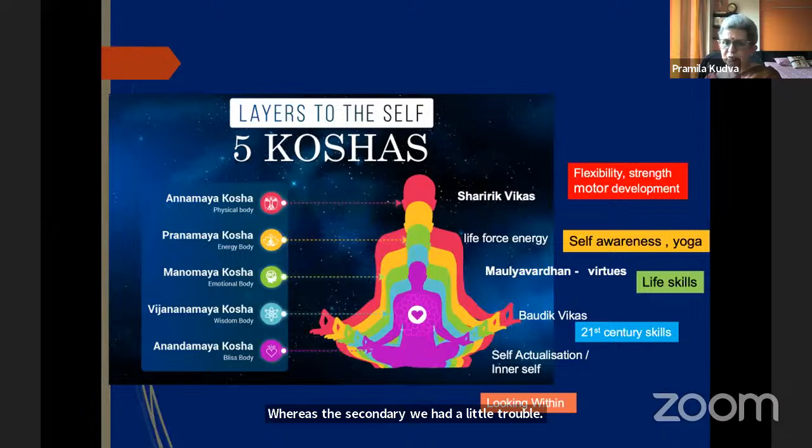Vijnanamaya kosha refers to Baudik Vikas. Baudik is cognitive. 21st century skills are introduced through here. What will be the 21st century skills? I'll answer it myself. All three. Yes? Creativity, critical thinking, communication. Yes. Is it Chitra speaking? Yes, ma'am. Yeah, I recognized your voice.